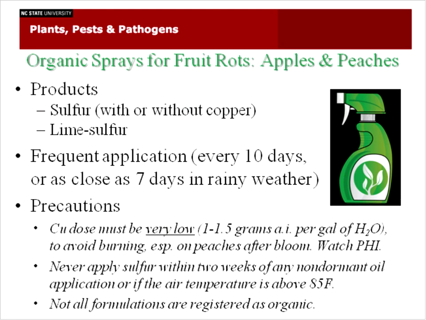Basically, and we're focusing here on apples and peaches, the products that can be used are sulfur or lime sulfur. They need, however, to be applied at close intervals, basically 7 to 10 days depending on the weather. Now, the sulfur can be used with a little bit of copper in it, but that has to be done very carefully. An extremely low dose of copper, what Turner Sutton was saying for apples, is 1 to 1.5 grams of active ingredient per gallon of water. So that would be 2 to 3 grams of a product that has 50% AI. That's to avoid copper phytotoxicity, in other words, burning of the plant tissue. This is especially a problem on peaches after bloom.